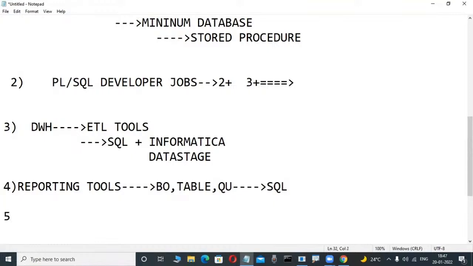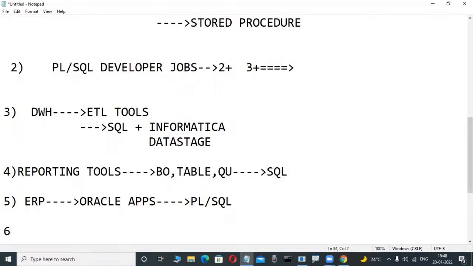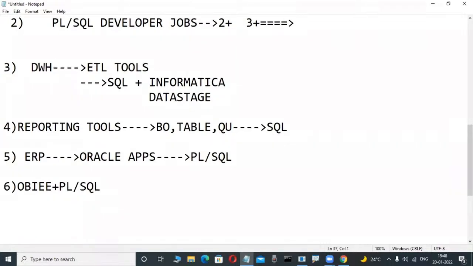Again, some programmers are interested in the ERP side. Oracle Apps is an ERP, same like SAP. Oracle Applications 11i is there. These persons need very good knowledge of PL/SQL, so they also learn these courses. Again, OBI programmers are there. OBI is a product, and there are PL/SQL jobs with it. Those persons also learn these courses.